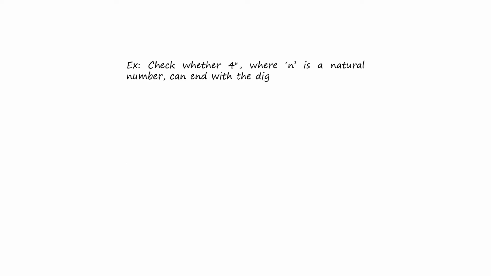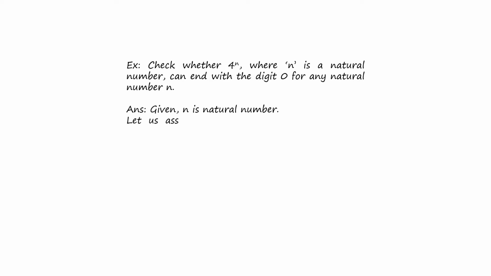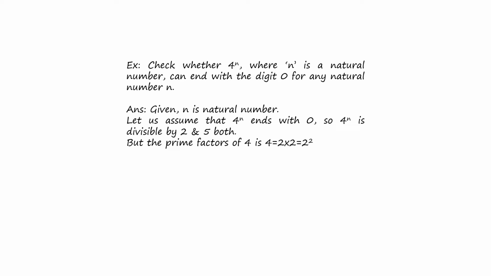Check whether 4 to the power n, where n is a natural number, can end with the digit 0 for any natural number n. Let us assume that 4 to the power n ends with 0. So 4 to the power n is divisible by 2 and 5 both, because 2 into 5 is 10. Any number which is divisible by 2 and 5 both ends with 0. Now let's see the prime factorization of 4.